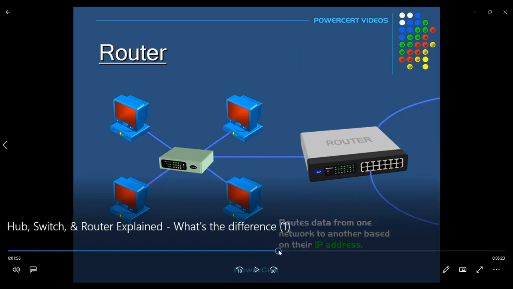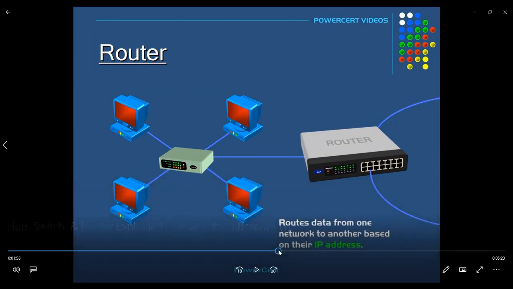That's why it says routers route data from one network to another based on their IP addresses. So the interconnectivity between networks is done by routers. As a result of this functionality, we can say that the internet is also a collection of routers.